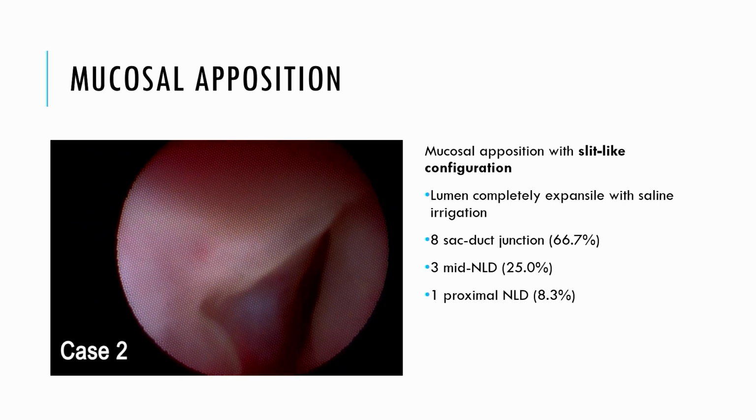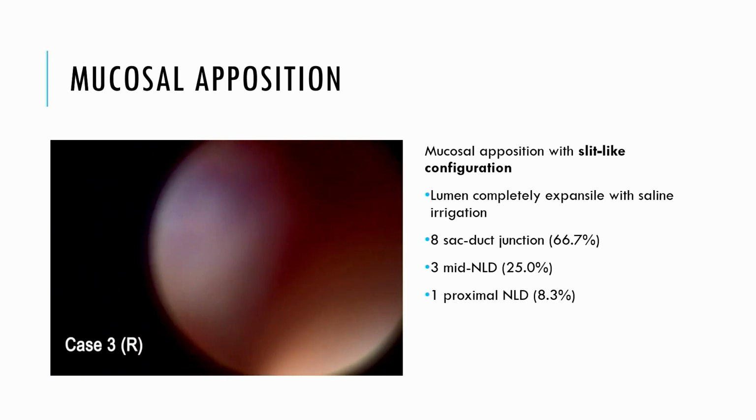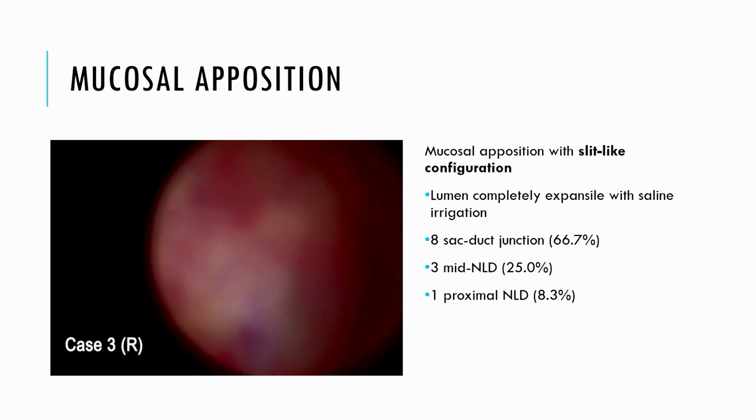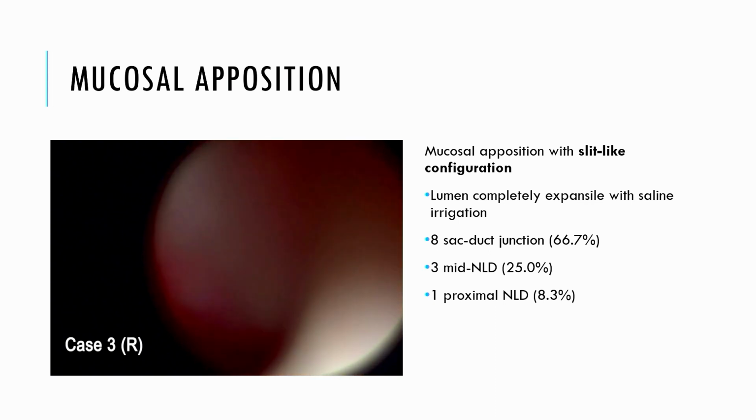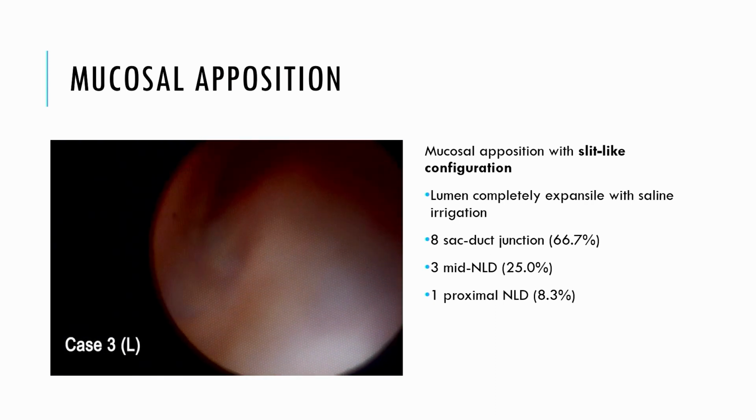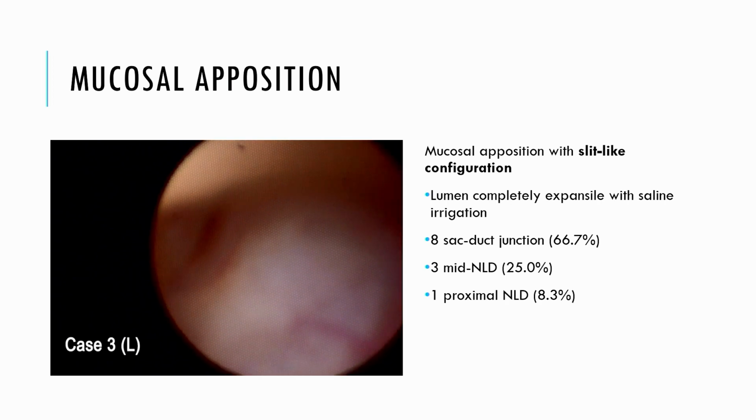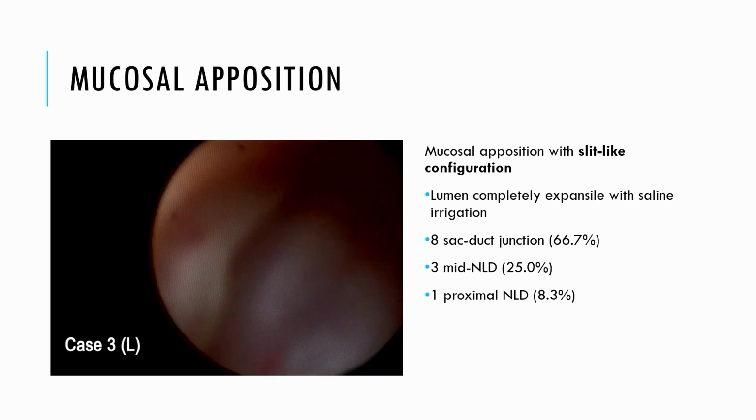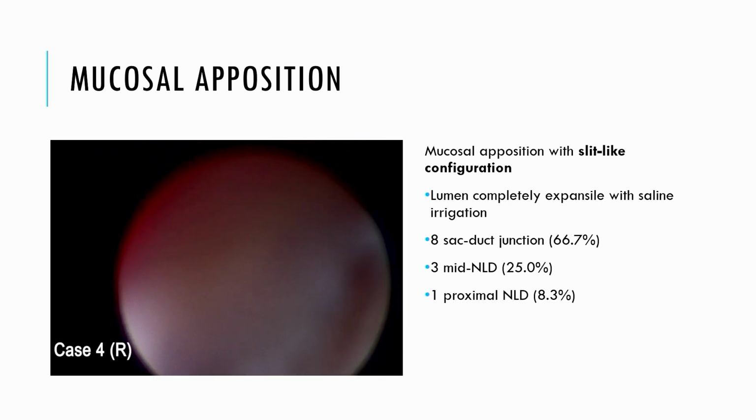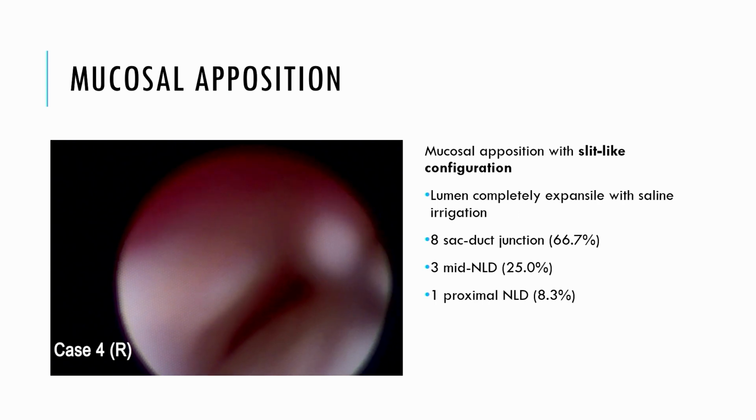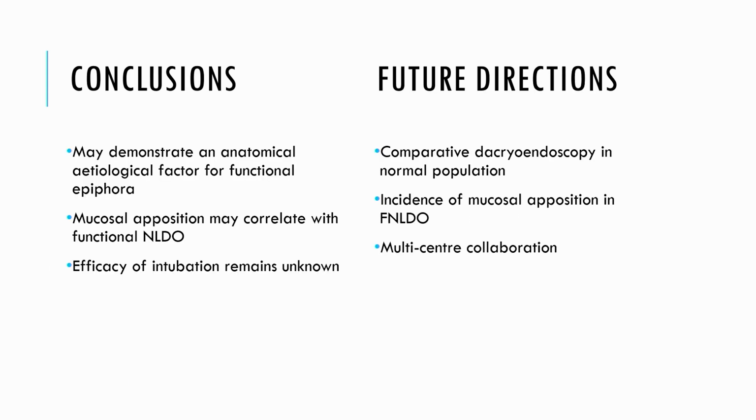What's demonstrated here in the videos is that you can see that open-close configuration, where initially it's either completely opposed or very narrow, and then with saline irrigation it comes more open. So the concept is that of a lacrimal system that is anatomically patent but highly resistant. The physiological lacrimal pump mechanism would be unable to overcome this level of resistance. So in conclusion, this study may demonstrate an anatomical etiological factor for functional epiphora, and it may show that mucosal apposition may in fact correlate with functional epiphora.